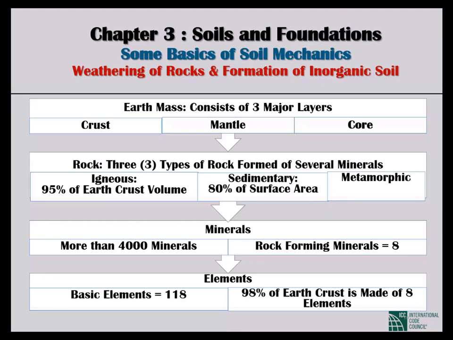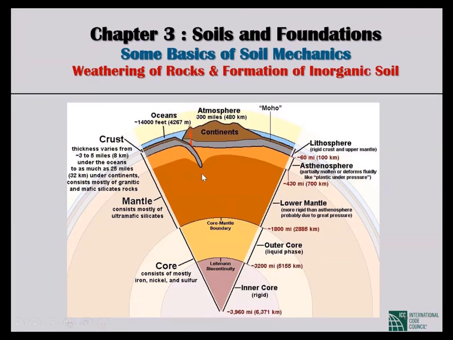So soil is formed by the weathering of rock. Rock is formed of different minerals. Minerals are formed of different elements. I think you already know the difference between rock and mineral. A mineral has a definite chemical structure, a crystalline structure, and it can be expressed by a chemical formula. But rock, also a solid material, cannot be defined by a chemical formula. That is the difference between these two. So this is the earth crust, and we have the mantle over there. This is the crust, this is the mantle, and this is the core.